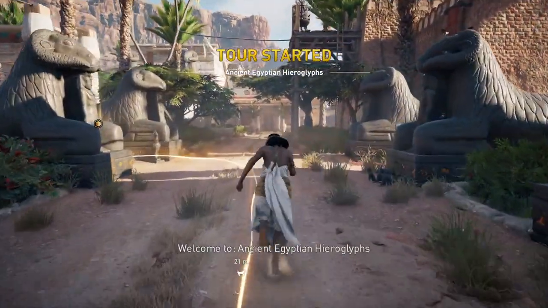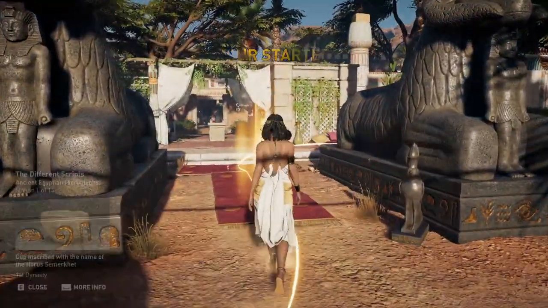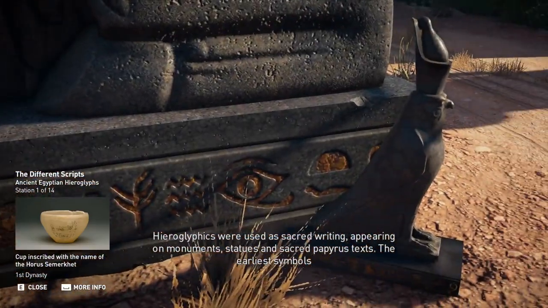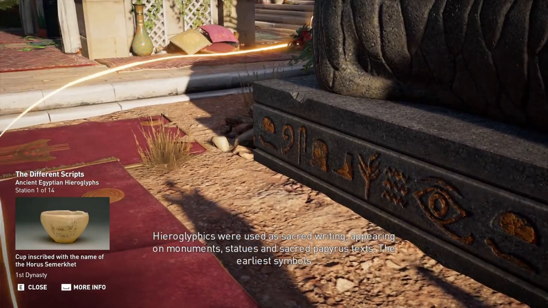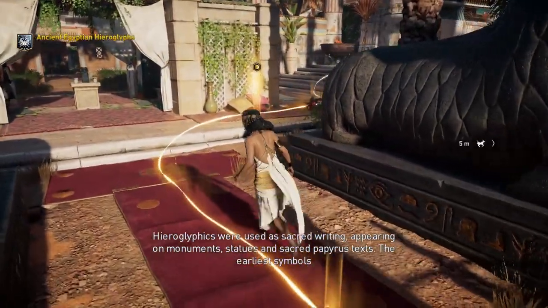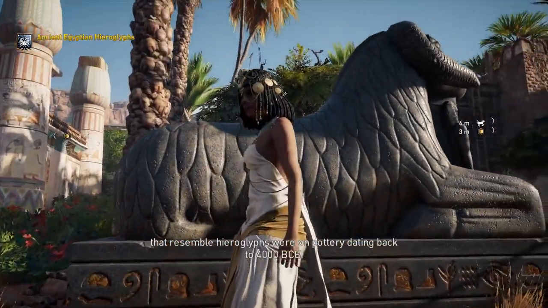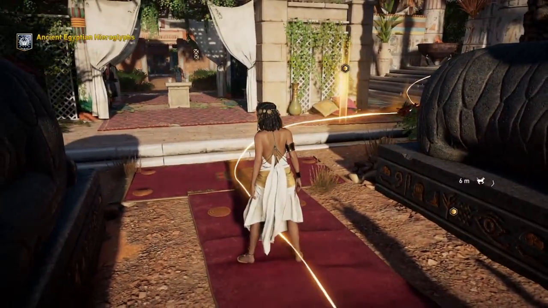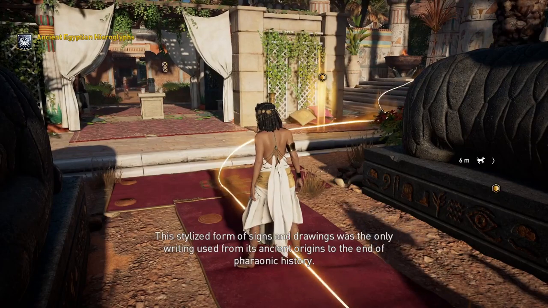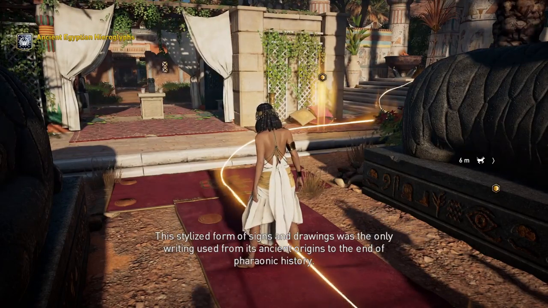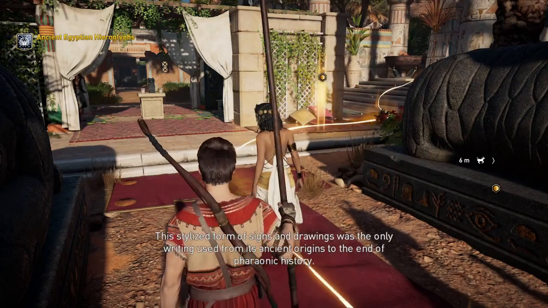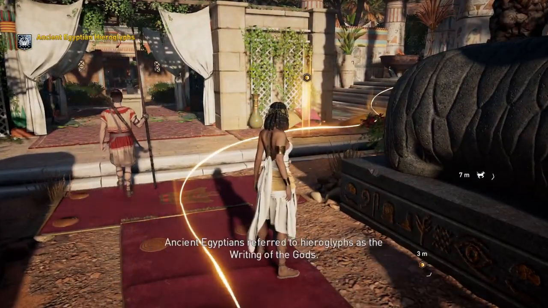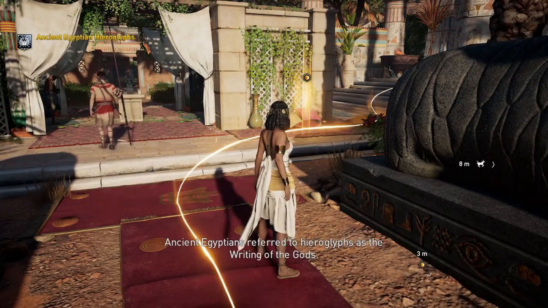Welcome to Ancient Egyptian Hieroglyphs. Hieroglyphics were used as sacred writing, appearing on monuments, statues, and sacred papyrus texts. The earliest symbols that resemble hieroglyphs were on pottery dating back to 4000 BCE. This stylized form of signs and drawings was the only writing used from its ancient origins to the end of pharaonic history. Ancient Egyptians referred to hieroglyphs as the writing of the gods.